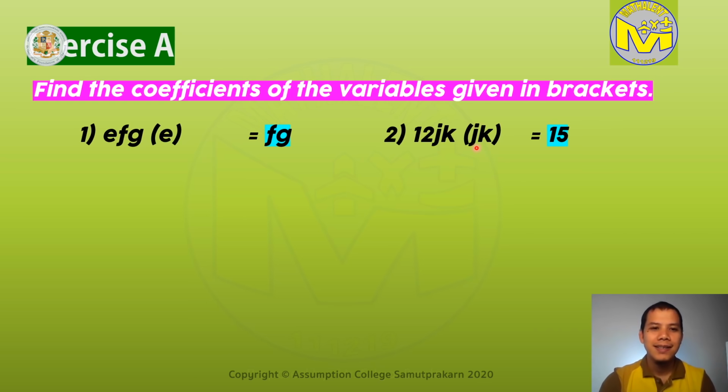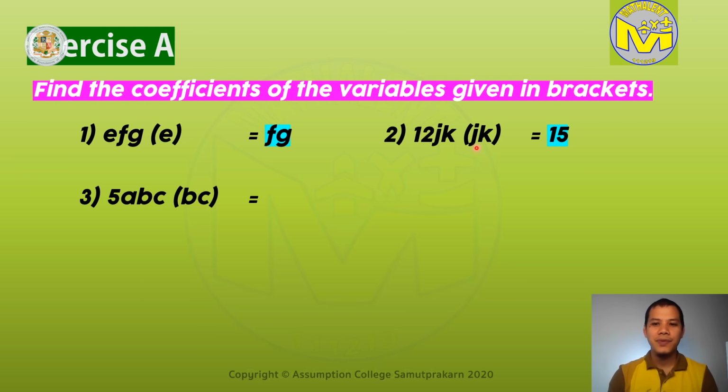Alright. Next. Number 3. In number 3, we have 5ABC. What is in the bracket? The variables B and C. So what is the coefficient of variables B and C, or BC? What do you think? So we have B, C, so we have left 5A. Correct. 5A. I will not write. You need to write it yourself.